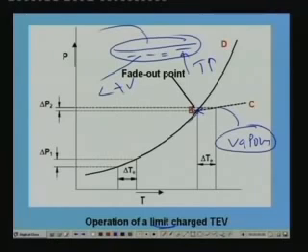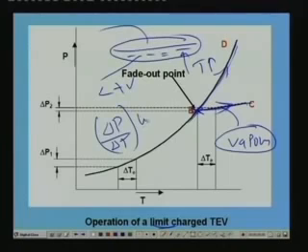That means from this point onwards, the pressure variation will not be along this saturation curve line, but along this line. This line corresponds to the pressure rise because of the temperature rise only, not because of evaporation or anything. And you find that during this portion, the rate of change of pressure with temperature is much smaller compared to this one. That means from this point onwards, your delta P by delta T will be small.